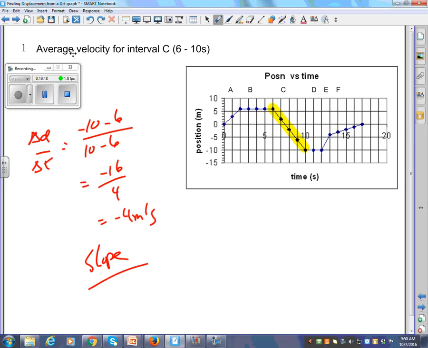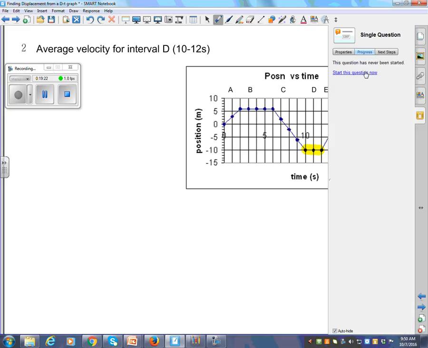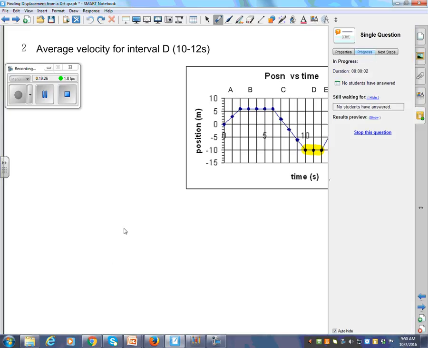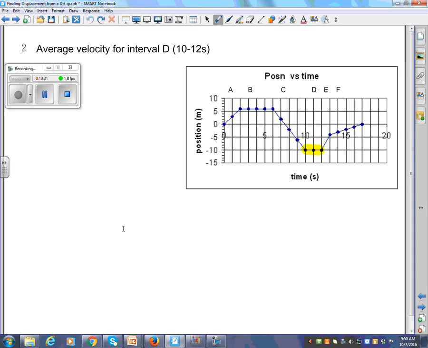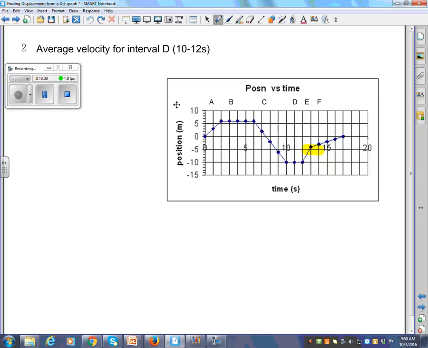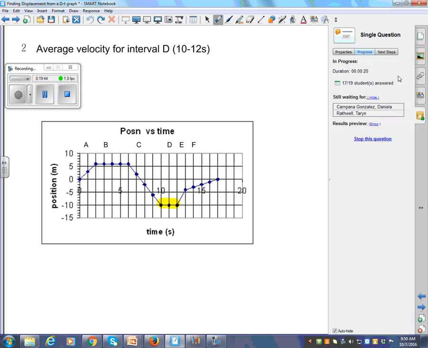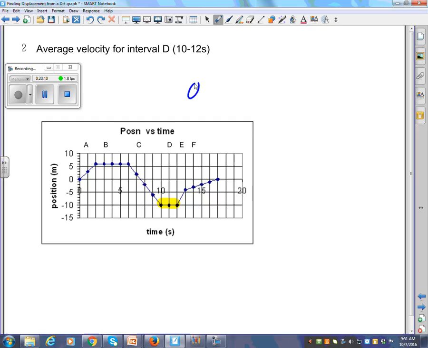That's why we learn how to do slope in grade 9 or wherever it is. Grade 10? Okay. This one here should take all of about 3 seconds to answer. Okay, interval D, what is the shape? Interval D is flat. What does flat mean? Stopped, which means what kind of speed? If it's stopped, that means the velocity is zero. I don't even need to calculate because it's flat. Flat means stopped, which means zero.